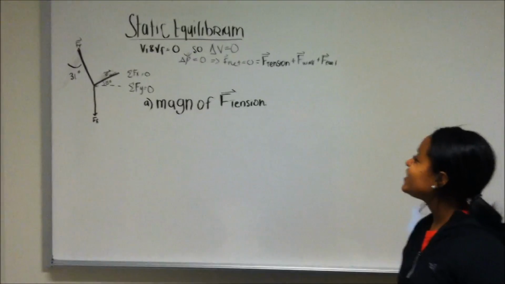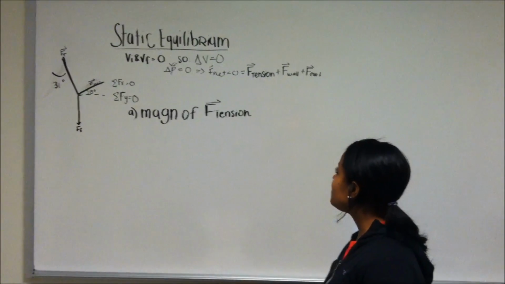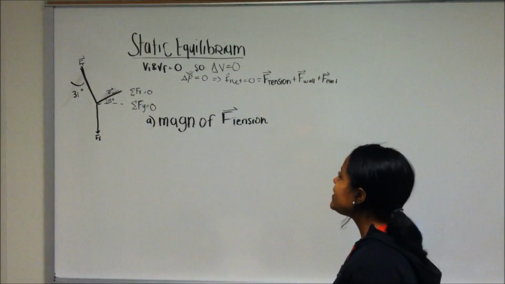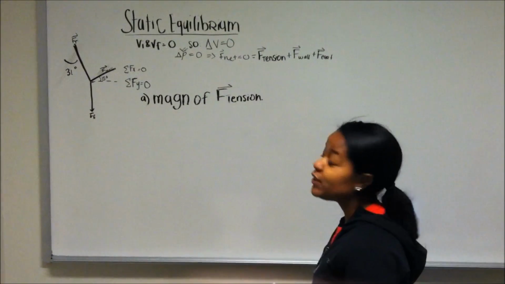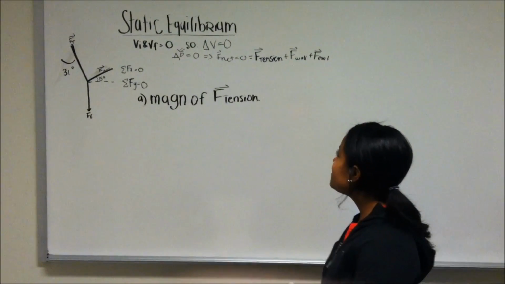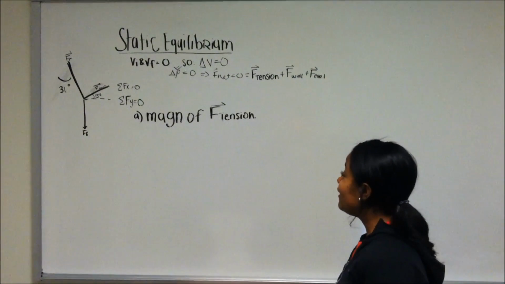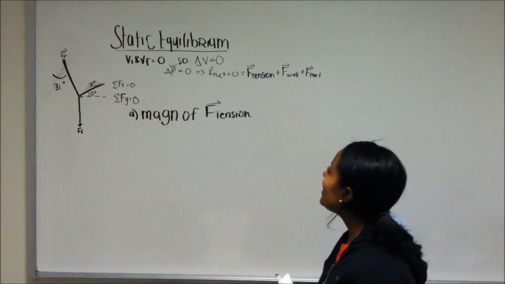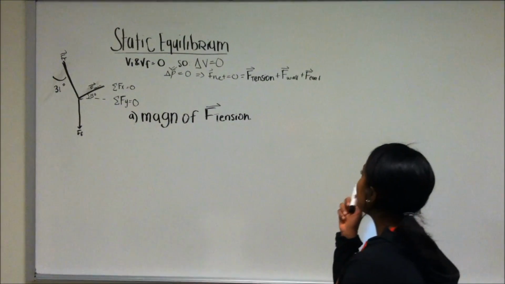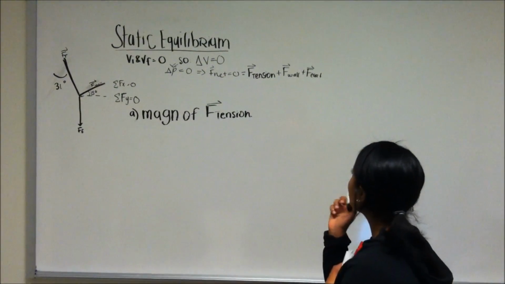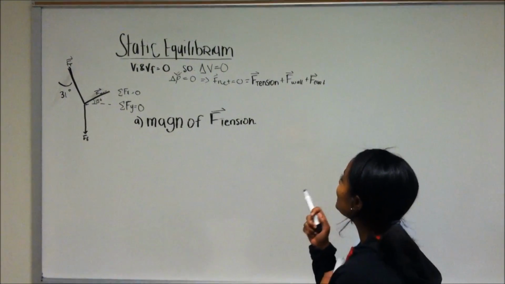So part A asks us to find the magnitude of the force of tension. For this we know it's a static equilibrium problem. So the v initial and v final are both equal to 0, so there's no change in velocity. Therefore, there's no change in momentum, and F net is 0. So we know that the force of the tension plus the force of the wall plus the force of the earth are all equal to 0.